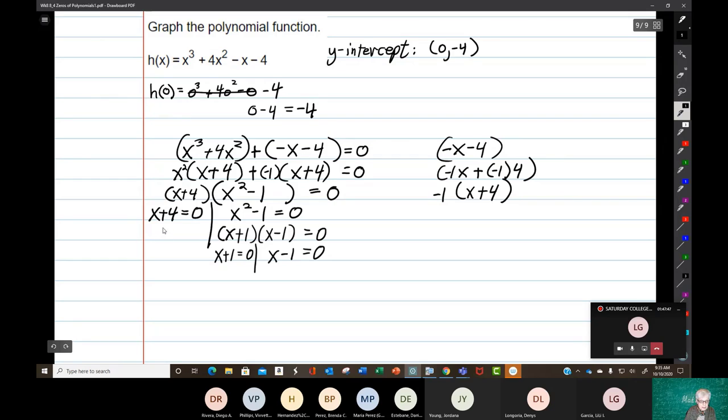Now we'll solve: minus 4, minus 4. x equals negative 4. Minus 1, minus 1. x equals negative 1. Plus 1, plus 1. x equals positive 1. You now have more points than you're going to need.